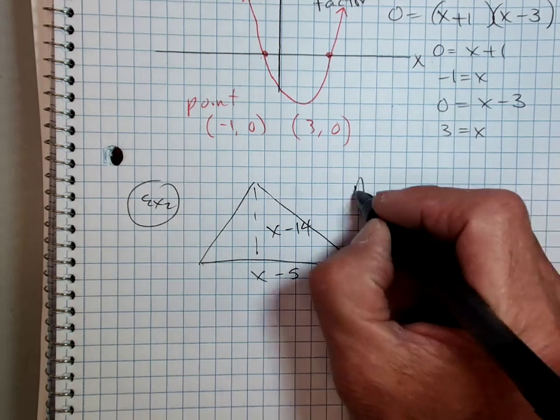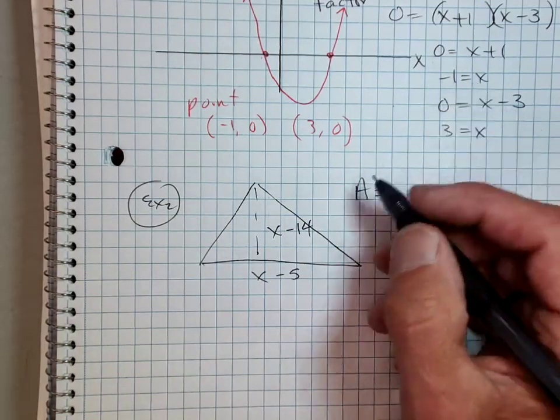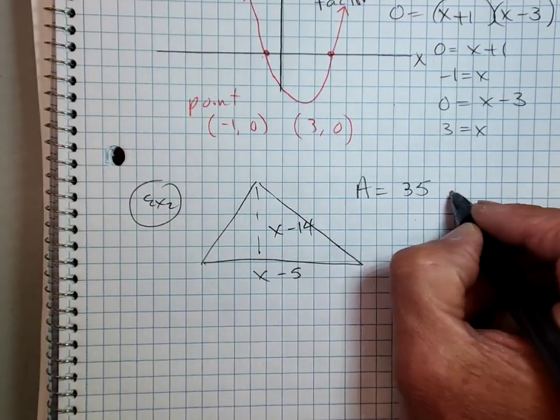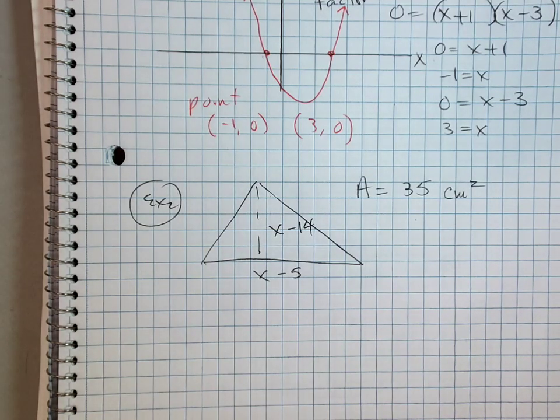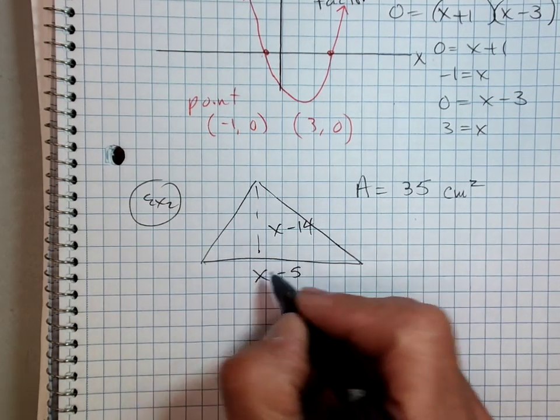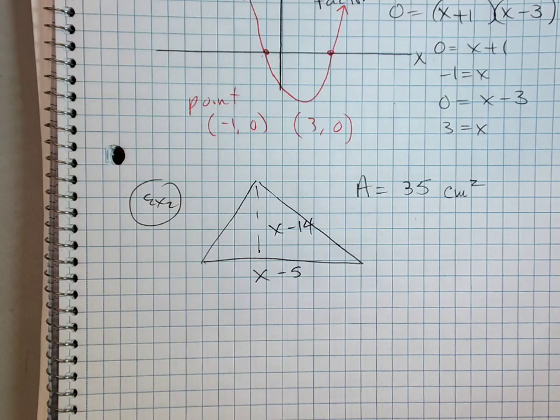And the area of this triangle we are given to be 35 centimeters squared. Okay, write that down. So we've got a triangle. The base is x minus 5, which we don't know what x is, so that's the base. We get the height, which is x minus 14, okay? Now, if we want to find the value of x, we've got to set up a math problem, okay?